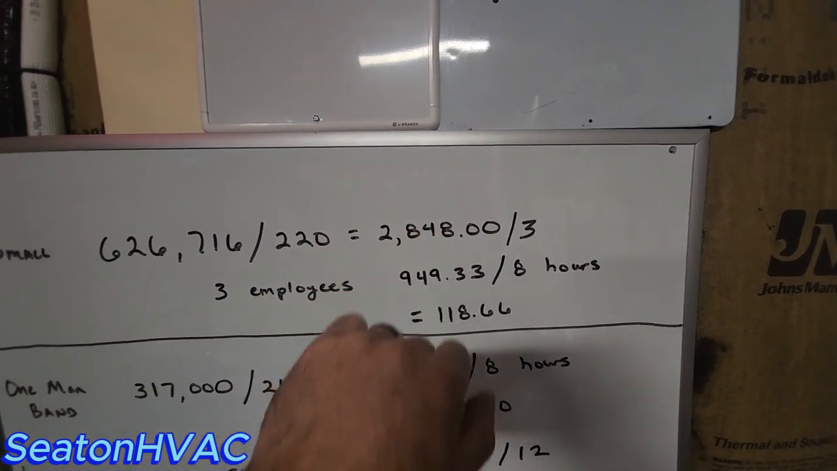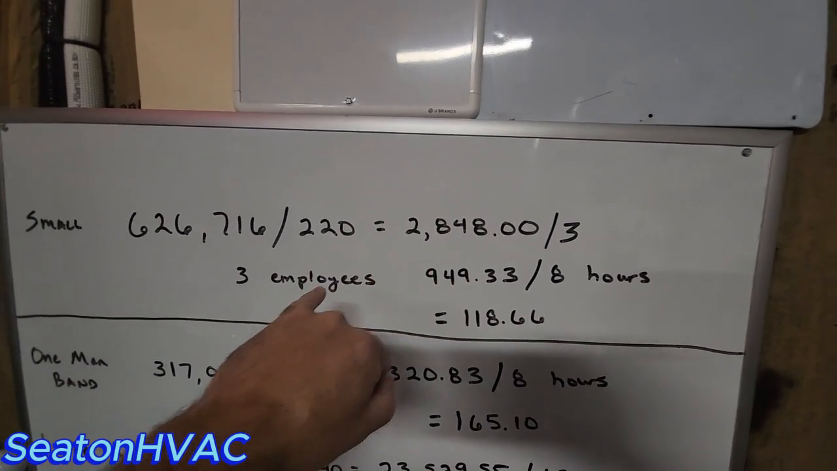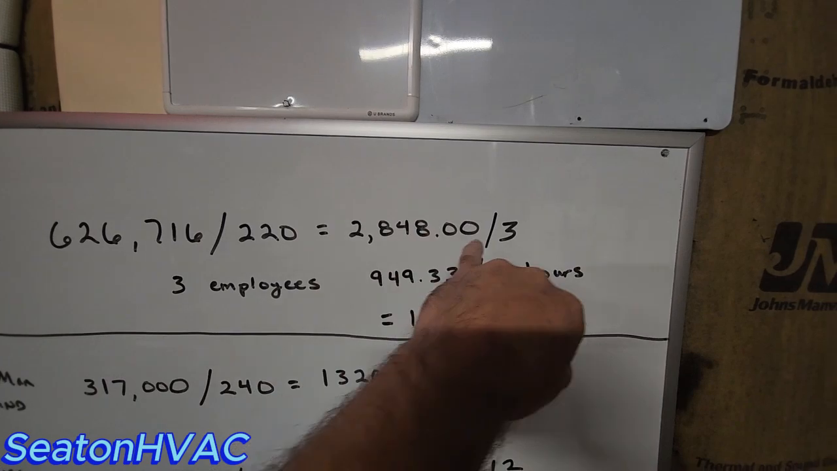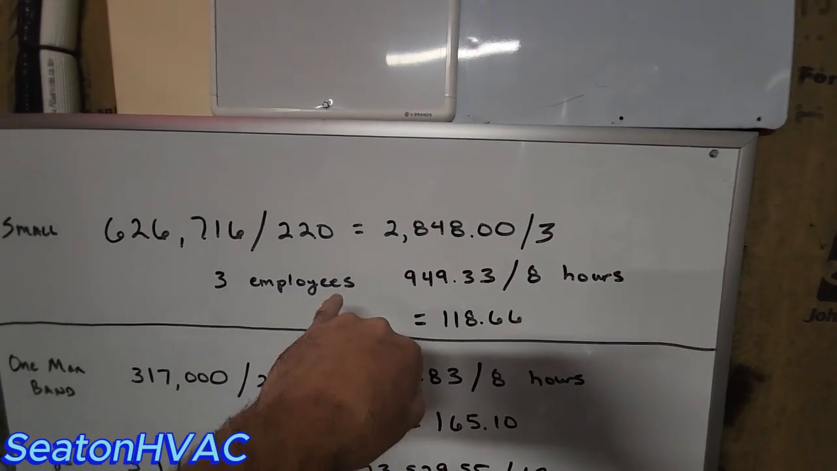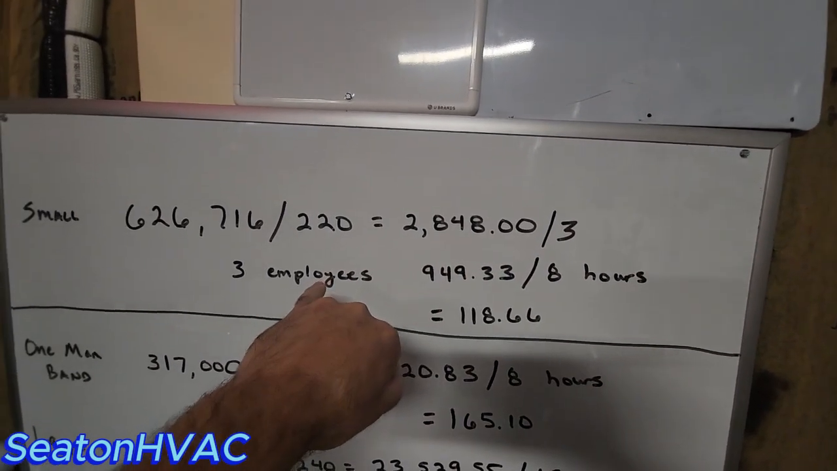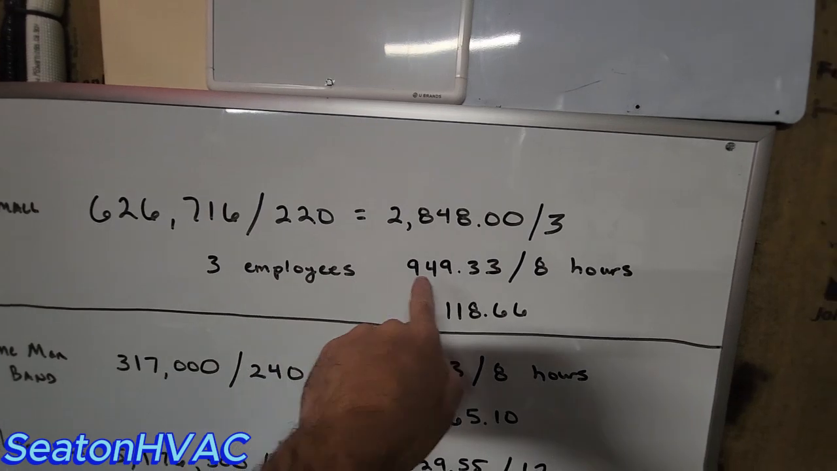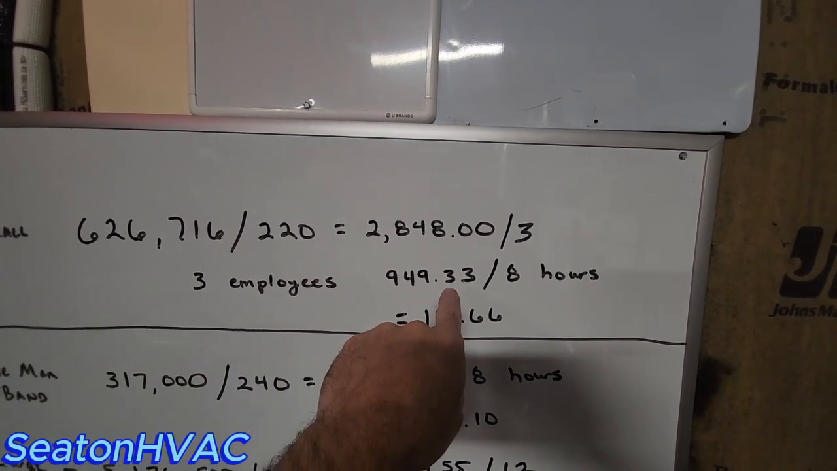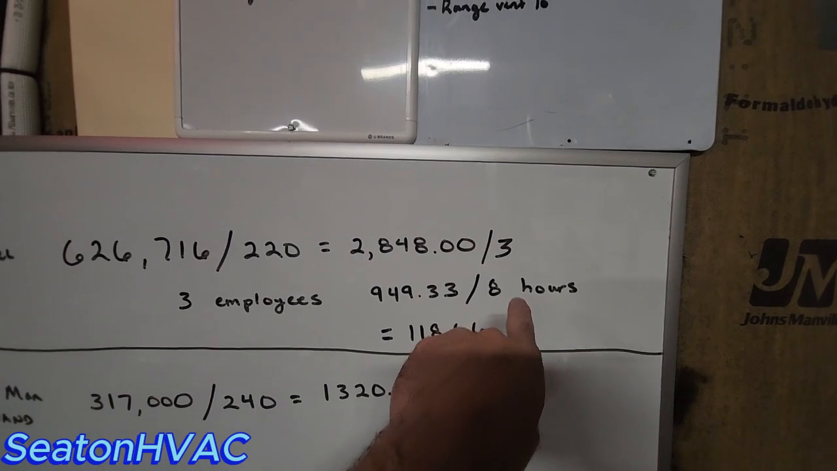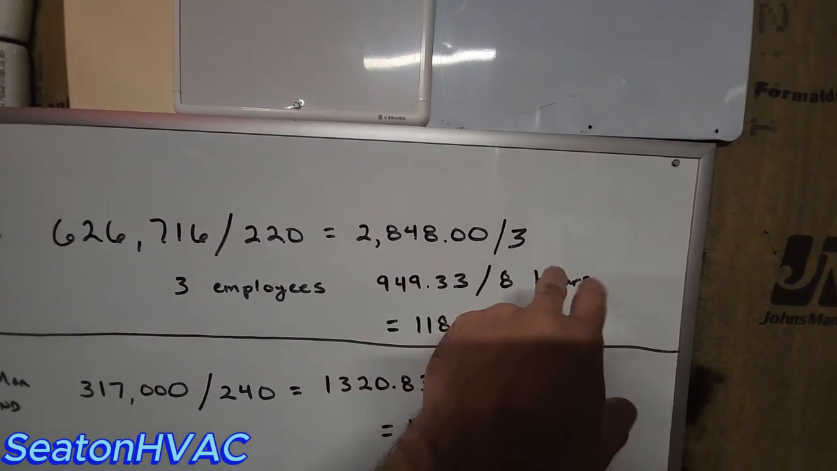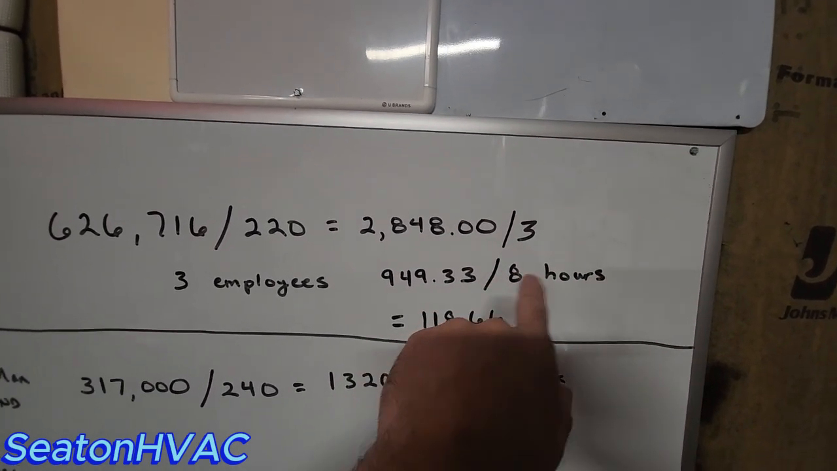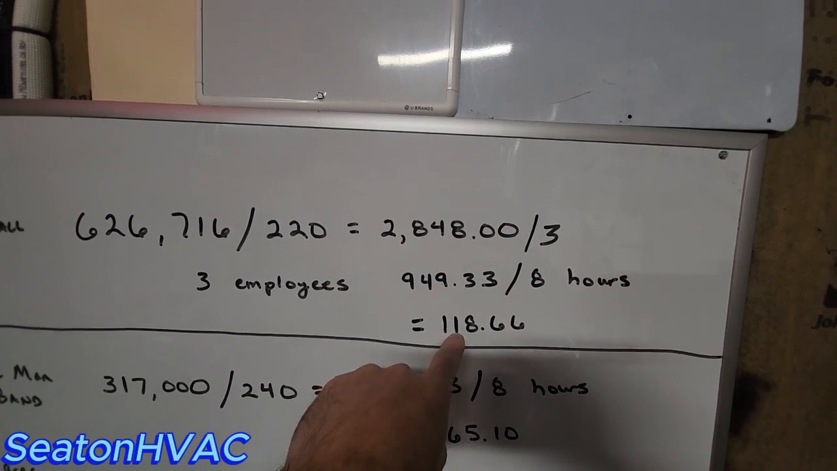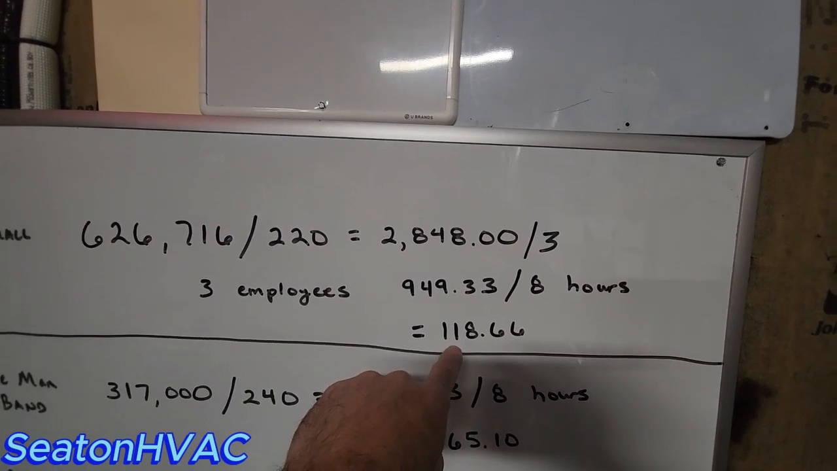Okay, now if you have 3 employees, you have to take that number and divide it by 3 because you're dispersing that throughout 3 guys, right? So you take your 3 employees, so that number comes out to $949.33 per day, 8-hour days. And obviously we work more or less than this sometimes, but this is a good average to have. And then that gives you your hourly rate of $118.